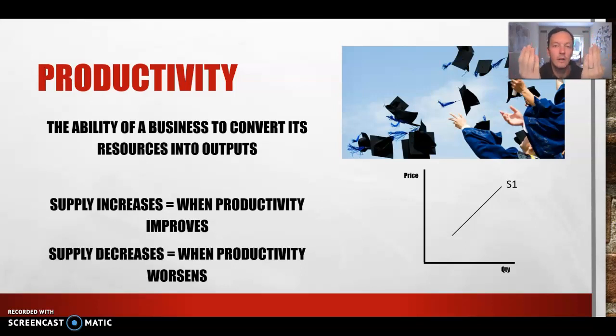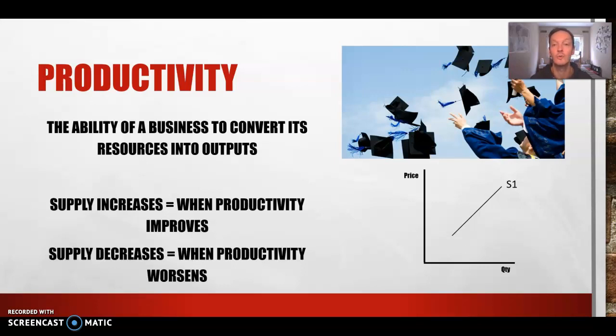Which scenario do you think is preferable to businesses? Well, I think it's going to be this one, isn't it? Because then those employees who come in with all of those skills can get to work straight away. They can start making things straight away. They don't need to be trained as much. And so productivity should increase.